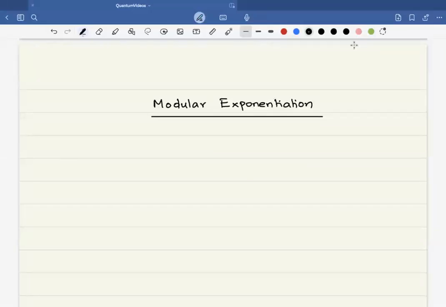Okay, so in this video, we're going to talk about modular exponentiation. This is a way to do the control U operations in the order finding circuit efficiently.